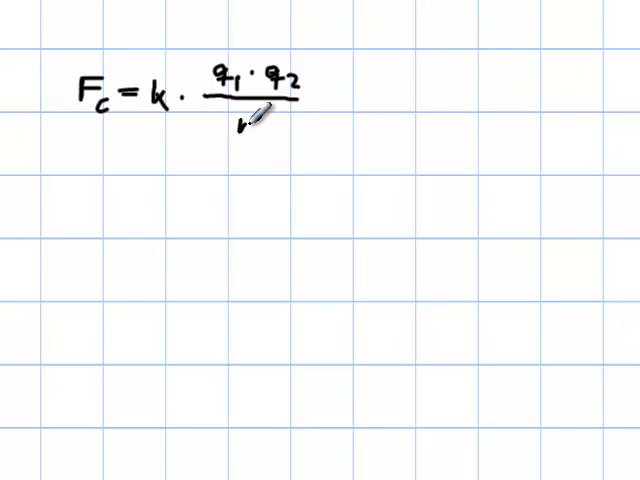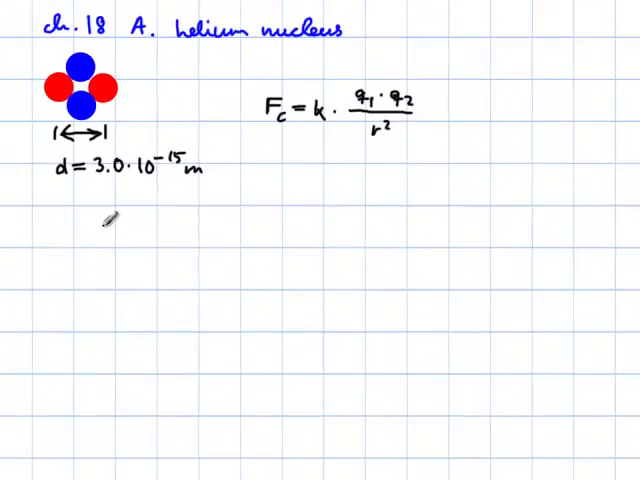And after that, it is just a matter of plugging in numbers. So where it says D right here, well, that becomes my R over here. I just said D for distance, but Coulomb's law writes R for radius or distance. So plug in the numbers here, 8.99 times 10 to the 9th.